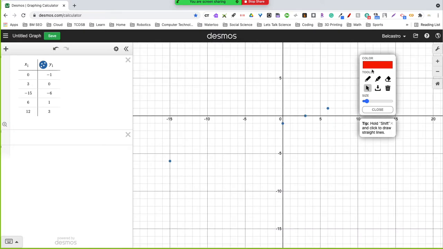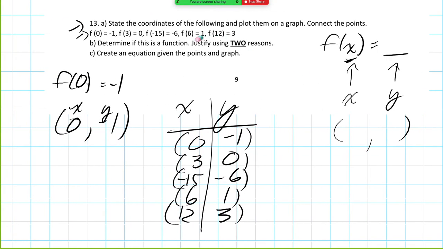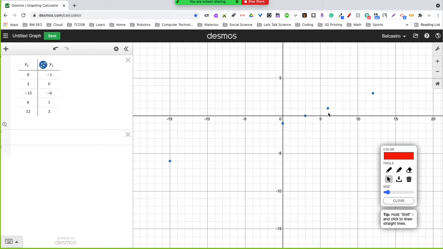We can take a look. The question originally says, state the coordinates of the following and plot them on a graph. Connect the points. So we've got the coordinates, we have them on a graph, and we're going to plot them.